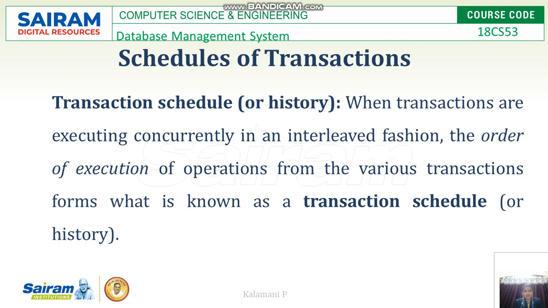First we will define what is meant by transaction schedule or history. When transactions are executing concurrently in an interleaved fashion, the order of execution of operations from the various transactions forms what is known as a transaction schedule or history. The order of operations performed in the interleaved transactions is called a schedule or history.